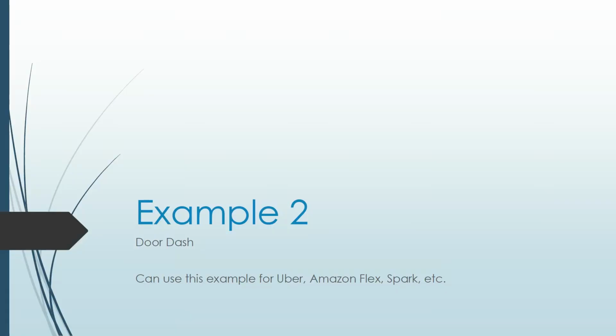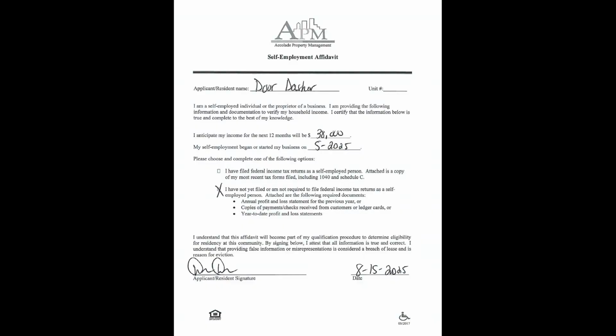Example 2 is a person who works for DoorDash, but you can use this example for other incomes like Uber, Amazon Flex, Spark. This self-employment affidavit tells us they anticipate making $38,000 in the next 12 months. They became self-employed in May of 2025, and they have not filed their tax return as self-employed yet.